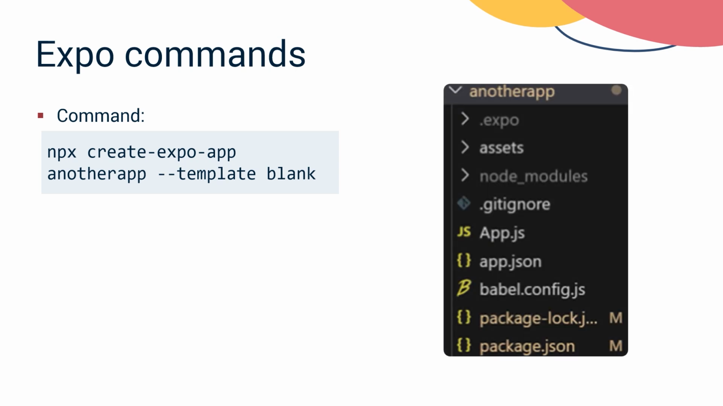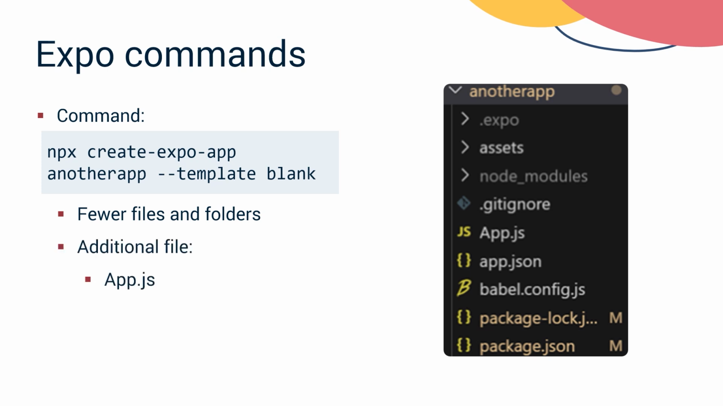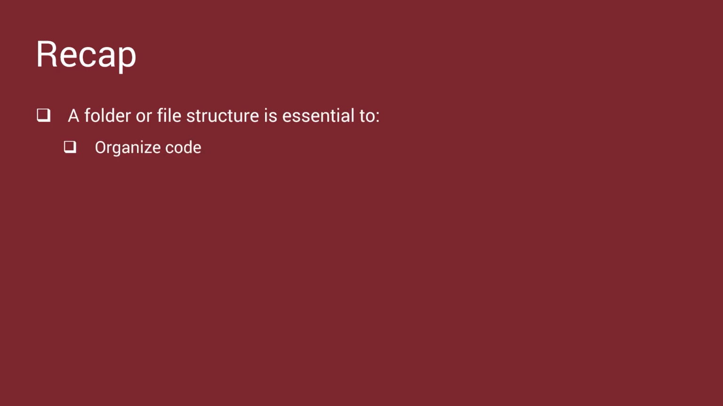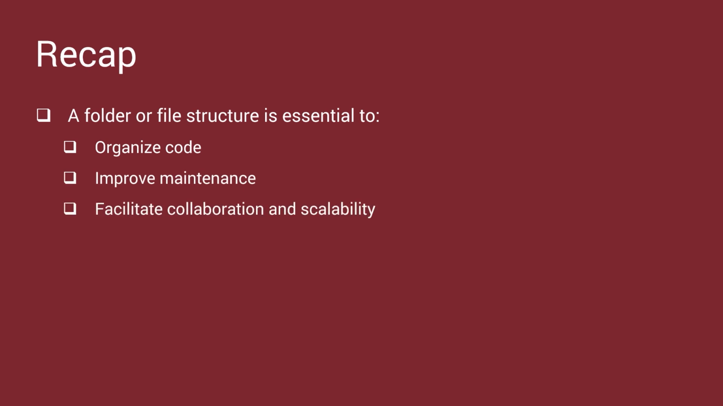When you create the React Native project using this command, you can view the following folder structure. Here, you will see fewer files and folders when compared to the earlier Expo folder structure. You will also notice an additional file, which is app.js. This file will have the basic layout of the React Native code when viewed in the UI. In this video, you learned that a folder or file structure in a React Native project is essential for organizing code, improving maintainability, and facilitating collaboration and scalability.